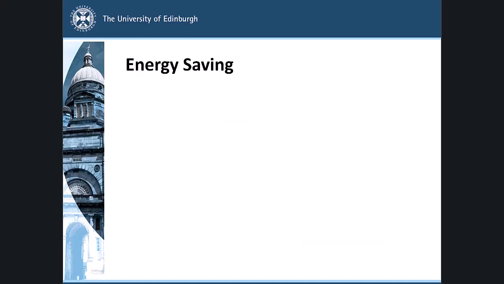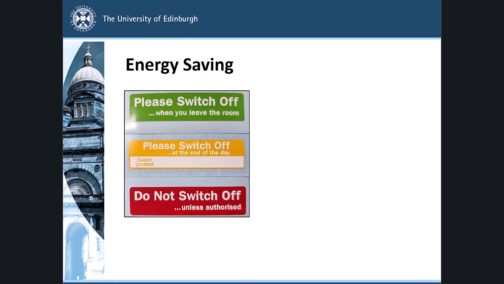We try to save energy by leaving equipment switched off as much as possible. Equipment in our labs and light switches are labelled with stickers instructing lab users to switch them off when not in use. Please note that some equipment cannot be switched off, as it is either in constant use or switching it off is not feasible. This is indicated by a red "Do not switch off unless authorized" sticker.